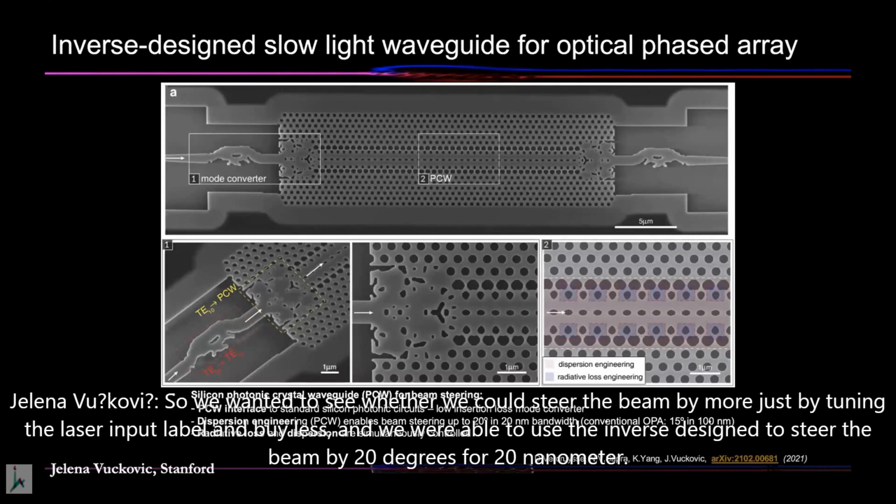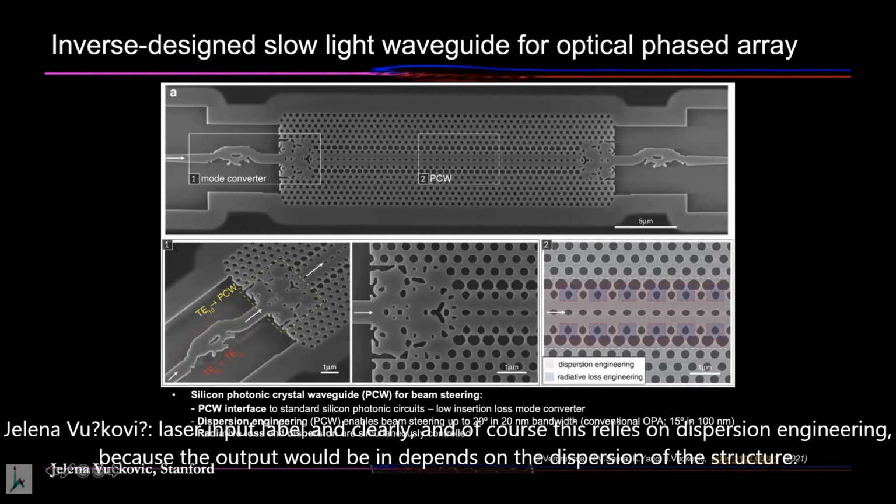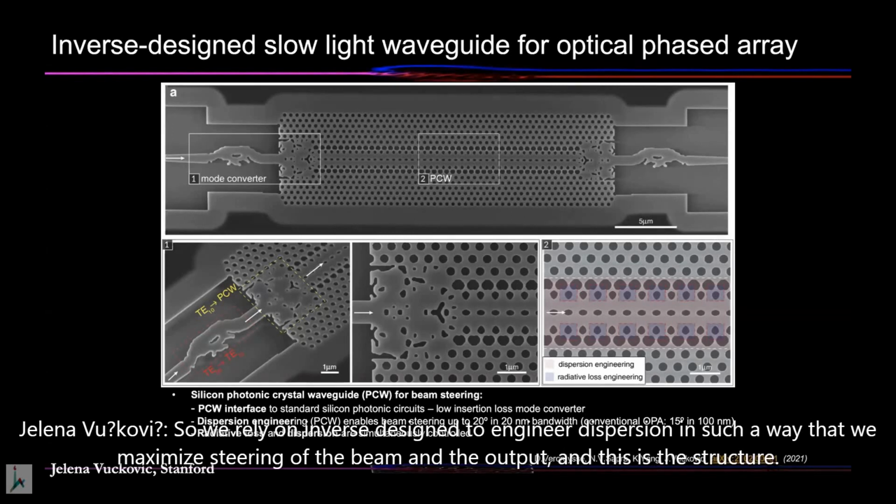So we wanted to see whether we could steer the beam by more while tuning the laser input wavelength by less. We were able to use inverse design to steer the beam by 20 degrees for 20 nanometers of laser input wavelength tuning. Of course, this relies on dispersion engineering because the output beam depends on the dispersion of the structure. So we rely on inverse design to engineer dispersion in such a way that we maximize steering of the beam at the output. And this is the structure we implemented.